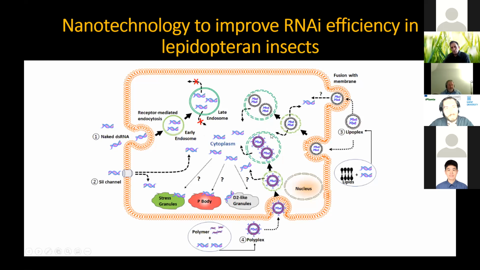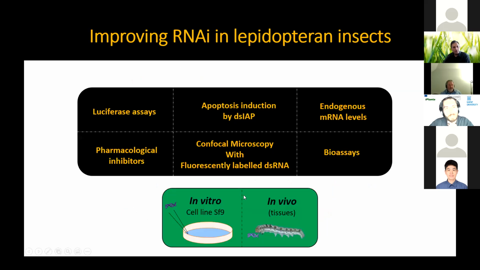Or we could try to formulate these double-stranded RNAs to help them get into the cells, to either efficiently escape endosomes or bypass these pathways and go directly into the cytoplasm. That's where we think that we will be able to improve RNAi in these Lepidopteran insects. The current focus of my lab is trying to find ways to bypass this endosomal accumulation of double-stranded RNA by delivering these dsRNA using different nano formulations.